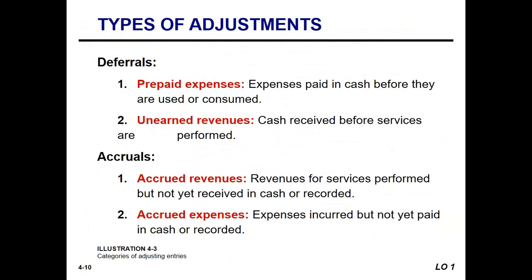Prepaid expenses, things we pay for in advance. We had an example of that in Chapter 3, I believe it was prepaid insurance. Unearned revenue. People give us money before we perform the service. That could be a retainer for an attorney. That could be buying gift cards. Money is received before services are performed.